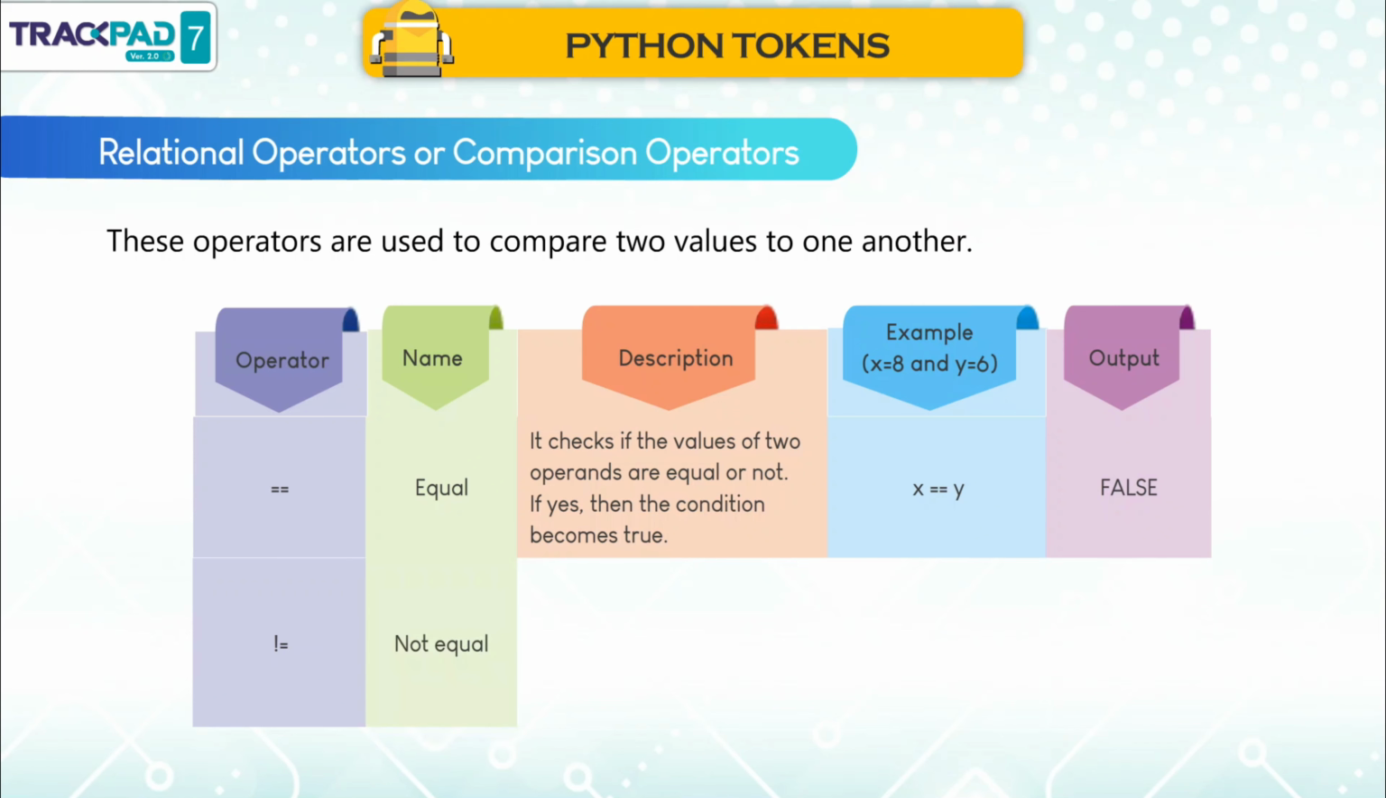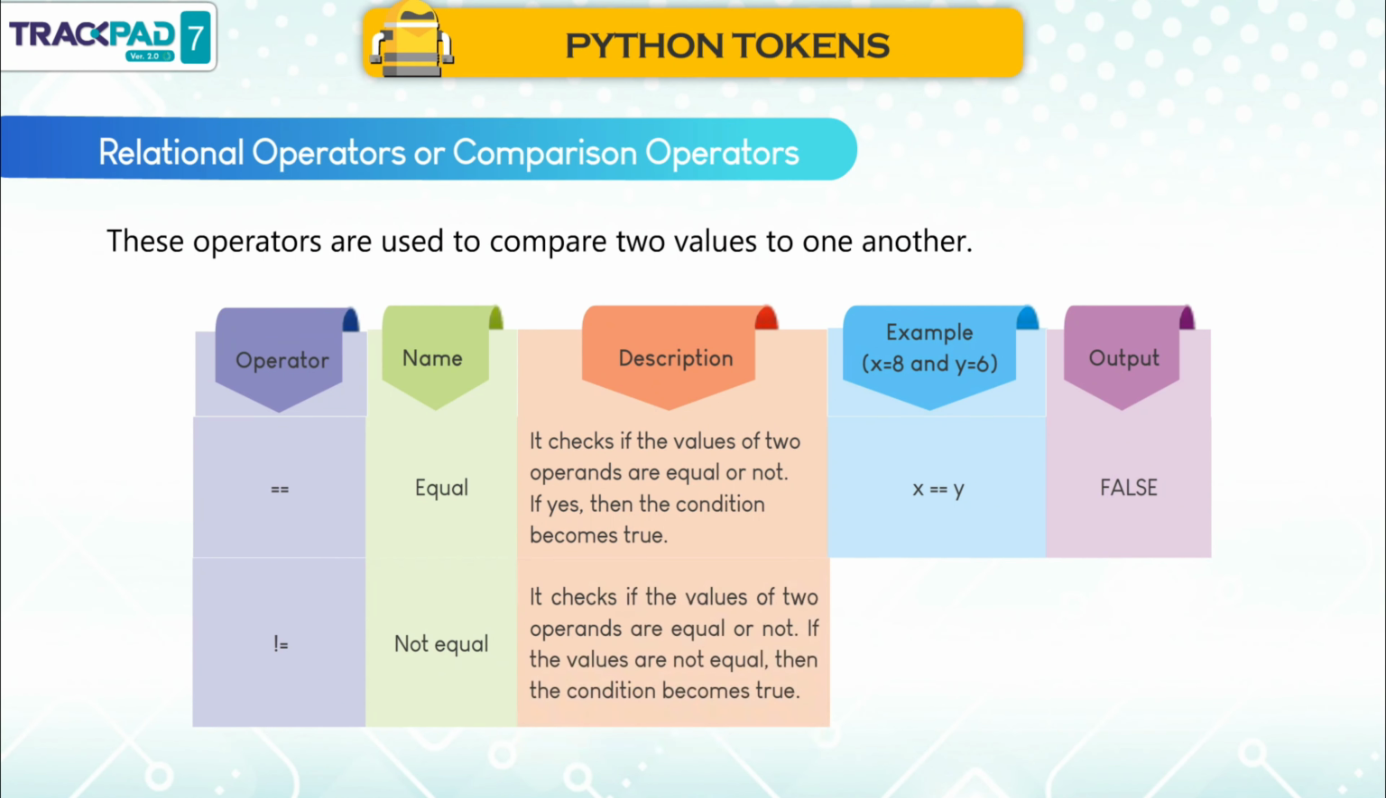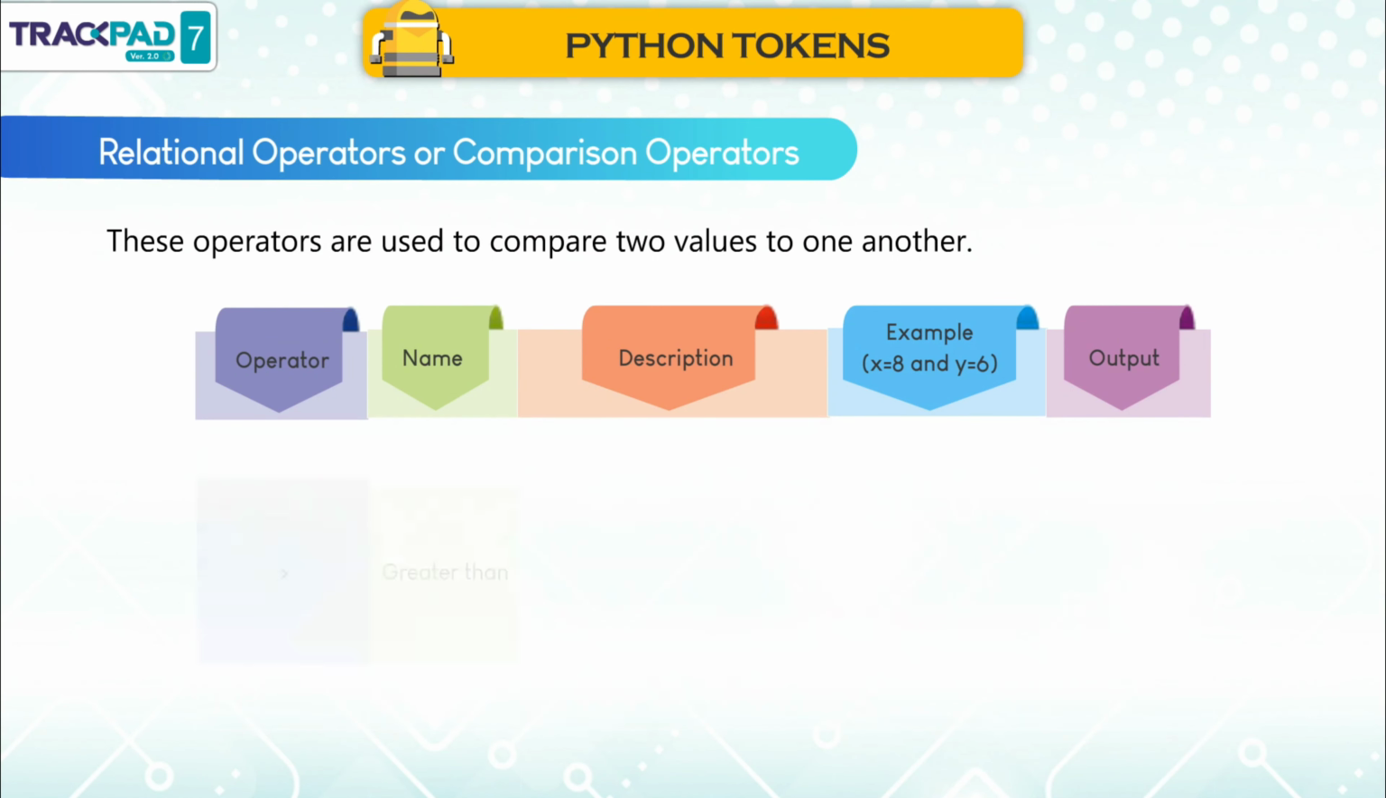!=, not equal. It checks if the values of two operands are equal or not. If the values are not equal, then the condition becomes true. x != y is true.